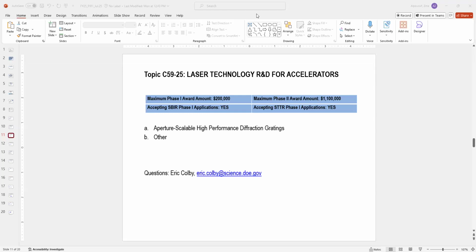Then there is an other. I'll just say on that, to be responsive, applications must clearly describe how they will enable performance parameters for one or more of the three types of lasers outlined in the table on page 60. Well, I don't know if it's still page 64 or not, of the topics. Applicants are encouraged to read the Laser Technology Workshop Report, which is found as reference 1 in the topic verbiage. And so I'll pause at this point. I don't see any questions, so we'll move to the next topic.